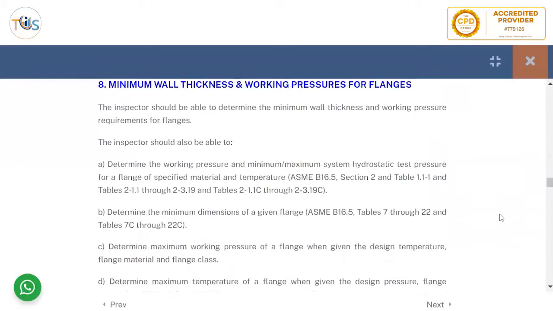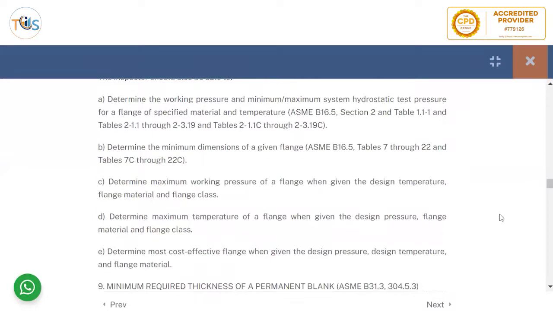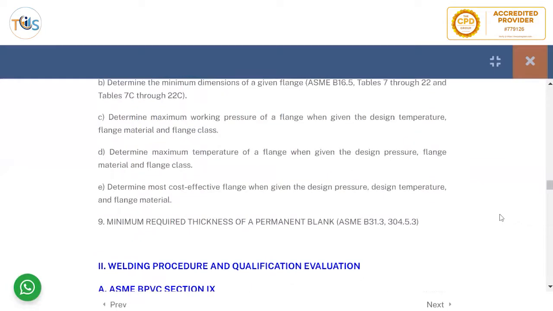Minimum wall thickness and working pressure for flanges is all about B16.5, and there are tables that tell you for each flange what the maximum pressure or temperature is. You always jump to the next flange, because that's the maximum it can tolerate. If the number is more than that, anything above that, you can select the flange.